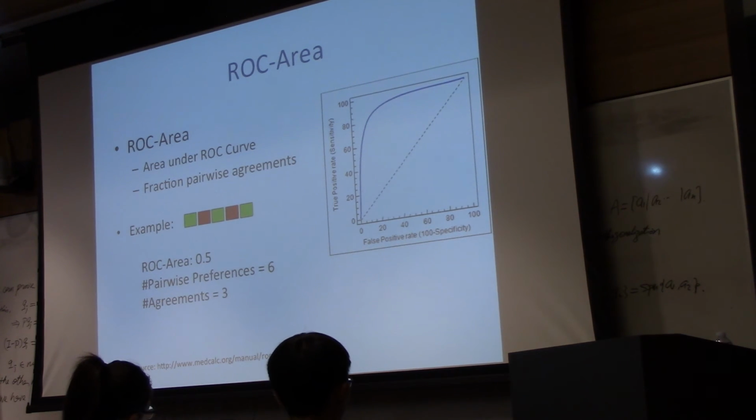And you want the ROC-Area to be as close to 1 as possible. The ranking that gives you an ROC-Area of exactly 1 is the one that ranks all the positive examples above all the negative examples.